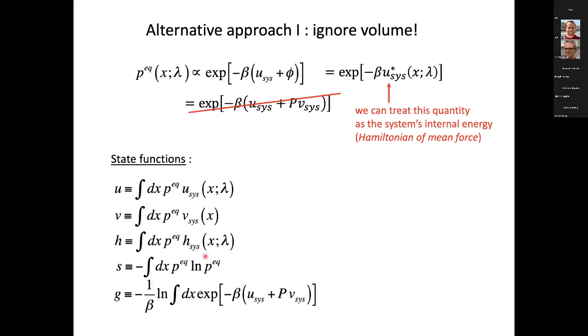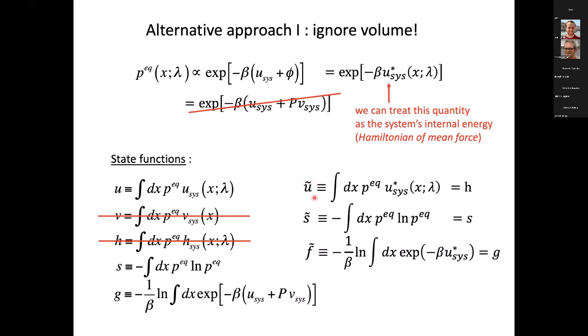Here are all of the state functions that I defined in the original approach that I've just spent several slides going through. In this alternative approach, first of all, I'm not going to worry about volume or enthalpy because I'm ignoring the volume. So in this alternative approach, let me just define the internal energy to be the equilibrium average of this Hamiltonian of mean force, of this effective energy. Again, this is just a definition. I'll call it U tilde. The tilde here is simply to distinguish this definition from the previous one that I had used. So all the tildes are associated with this alternative approach.